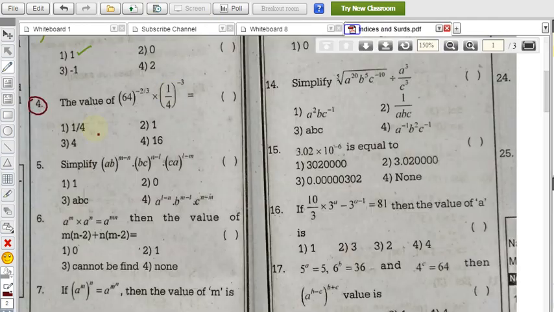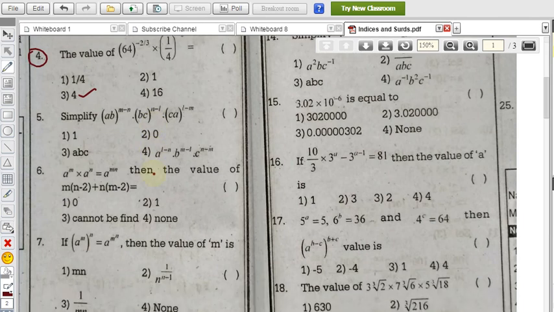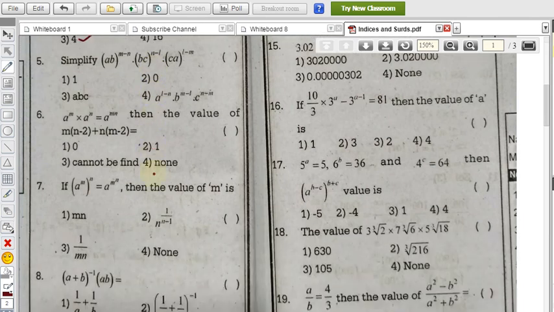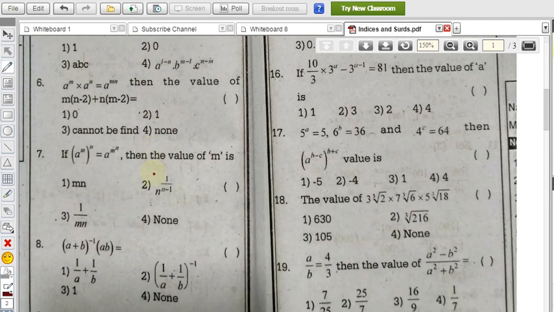Okay. So if you remember the rules perfectly, you can do the problems easily. Similarly, the fifth one also you can solve like the previous third sum. I'll tell you something like this. a power m into a power n is equal to a power mn. If that is this one, then find the value of m into n power minus 2 plus n into m power minus 2.